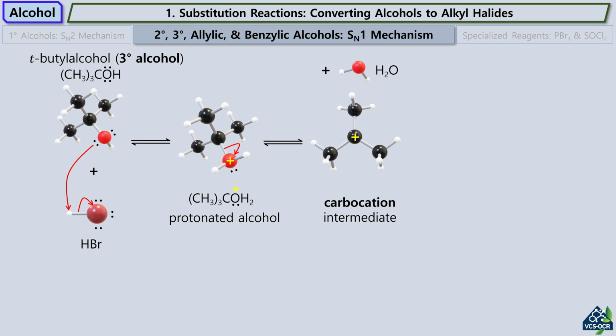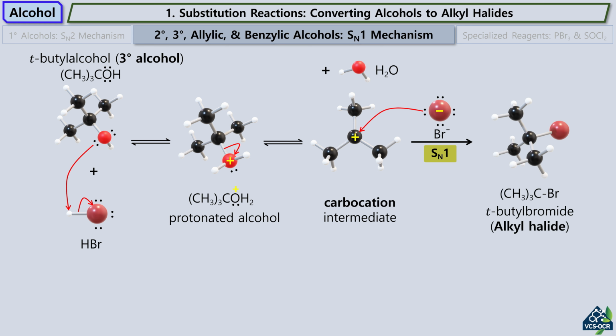For allylic and benzylic systems, this intermediate is further stabilized by resonance. Finally, the halide nucleophile attacks the vacant p orbital from either side of the plane, typically resulting in racemization.